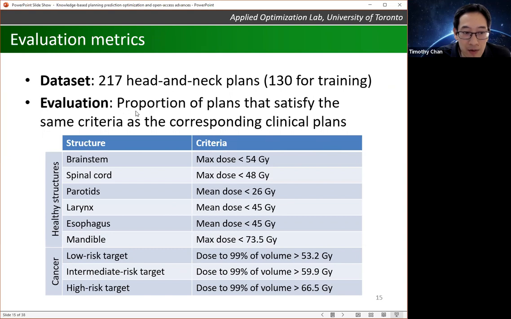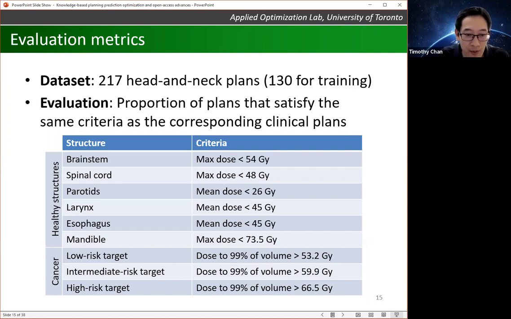Here I'm going to report on the proportion of plans that satisfy the same criteria as the corresponding clinical plans. So what exactly does that mean? In a clinical plan, there are many criteria that need to be satisfied. For example, we would want the brainstem to have a maximum dose less than something. We would want the spinal cord to have a maximum dose less than something. You can read all of these criteria and get a sense of a bunch of distributional constraints that we want our dose distribution to satisfy.